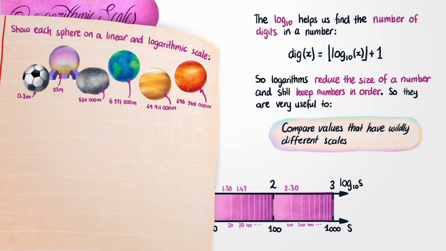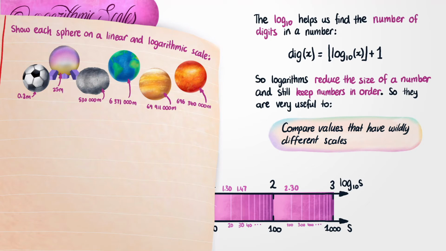So I've given you the approximate radius of each of these spheres. The soccer ball is 0.2 meters, the tourist attraction is 25 meters, the Vesta asteroid is 350,000 meters, the Earth is 6,371 kilometers, and then Jupiter is 69,911 kilometers. And then you've got the Sun, which is 696,000 kilometers.